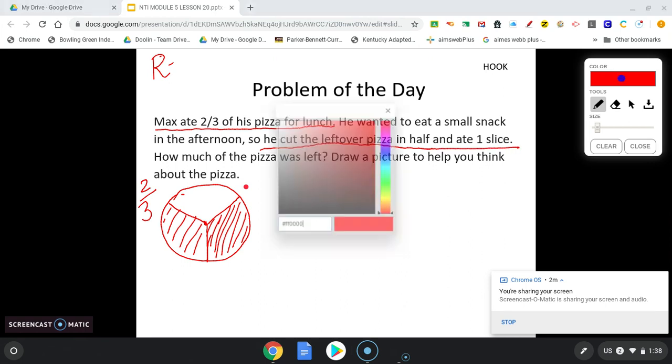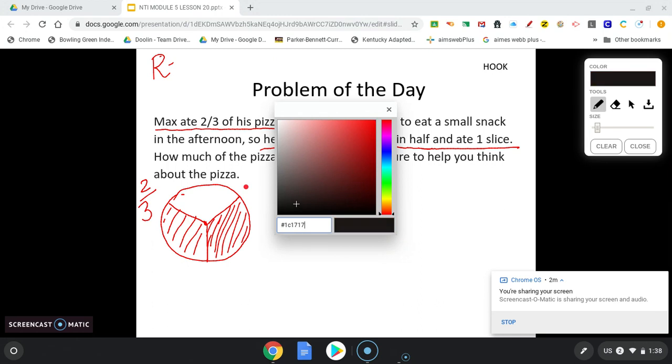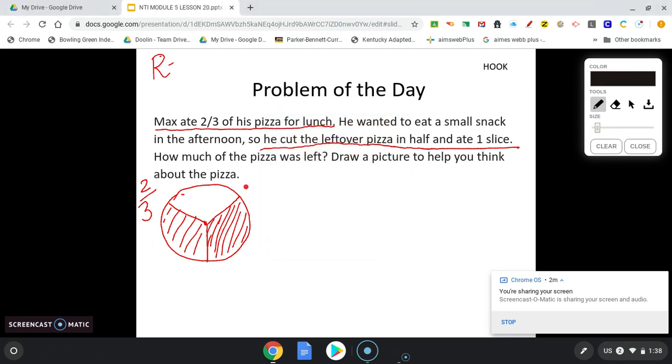So I'm going to change the ink colors. It says that he cut it in half. Well, if I cut this leftover piece in half, do I now have equal pieces all around my pizza? No. So I'm going to have to cut this part in half and this part in half. Now, how many equal parts do I have? Right, I have 6 equal parts now. So it said that he ate one slice, so he's going to eat this slice right here.